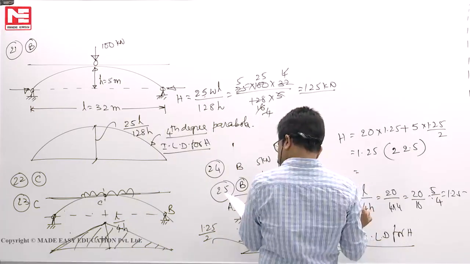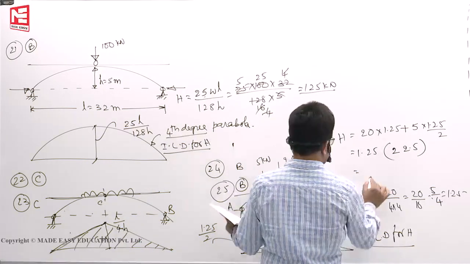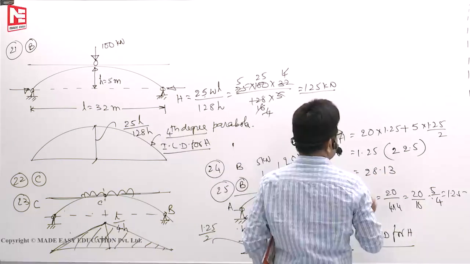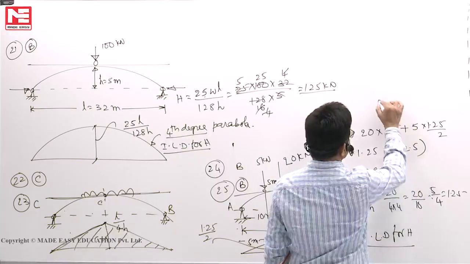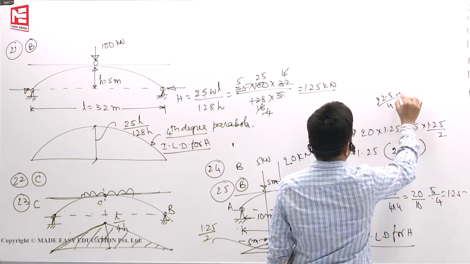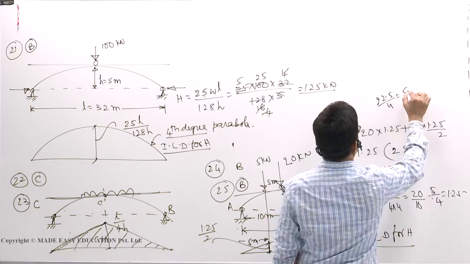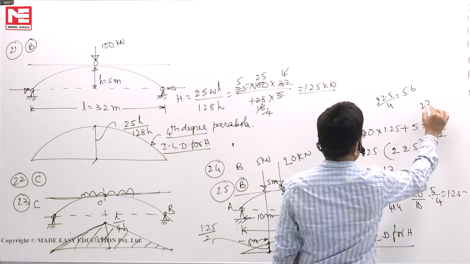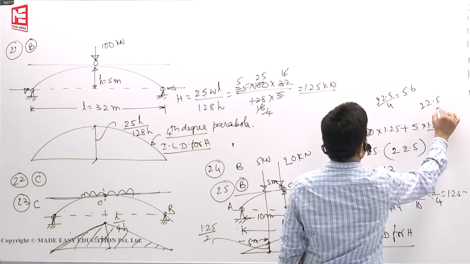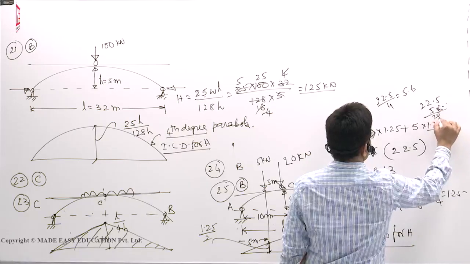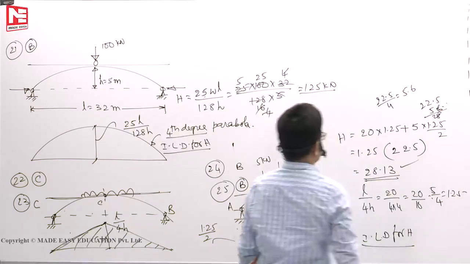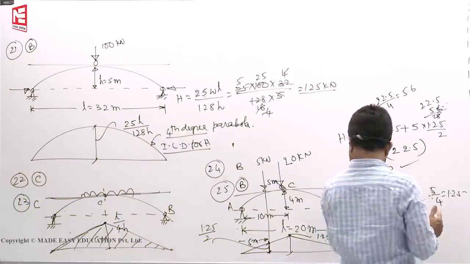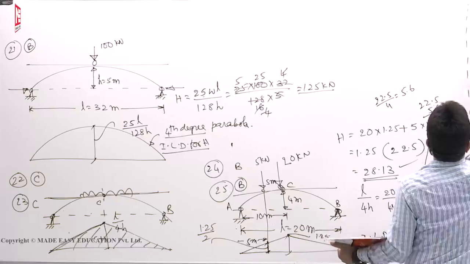You will get around 28.13. So 22.5 into 1 by 4 means you will get around 5.6 like that. So 22.5, then 5.6. So 28 point something. So correct. So calculators are not required. The 25th question is B, 28.13. Then 26th.